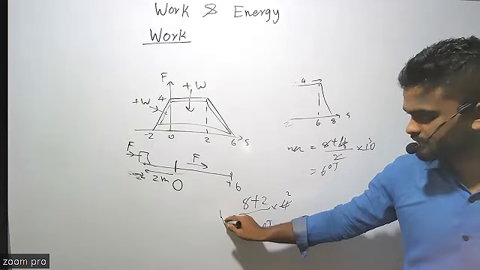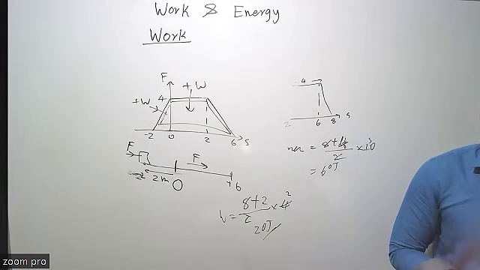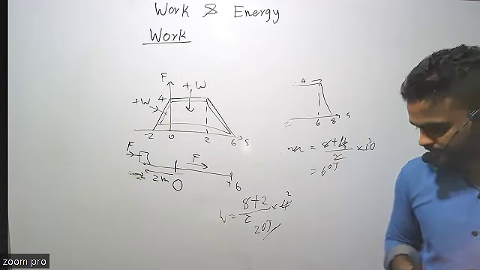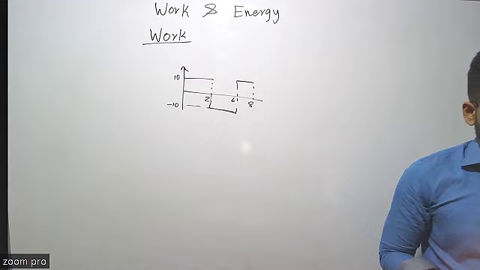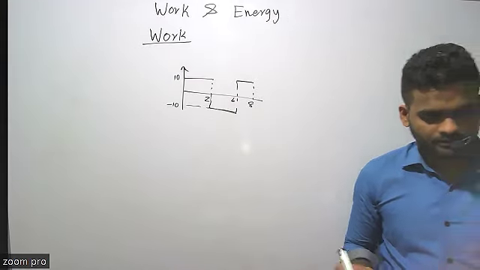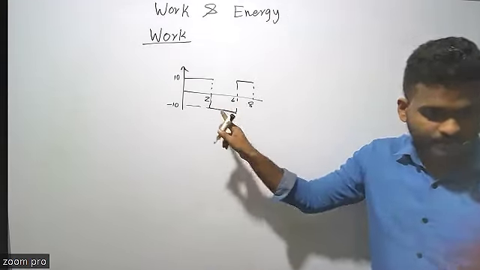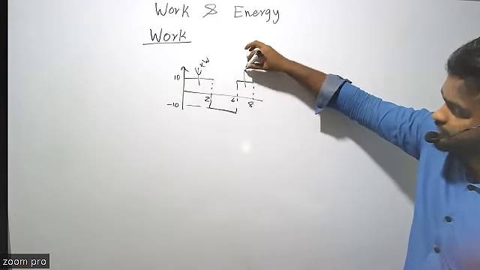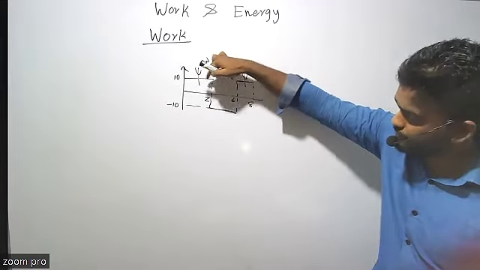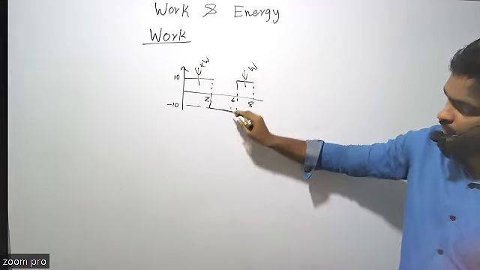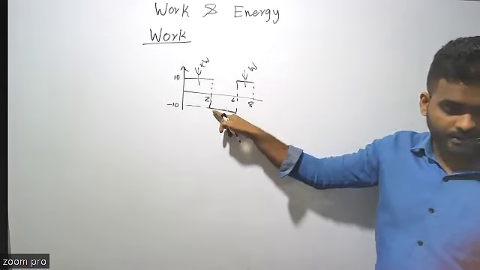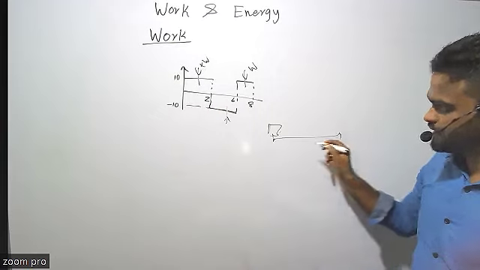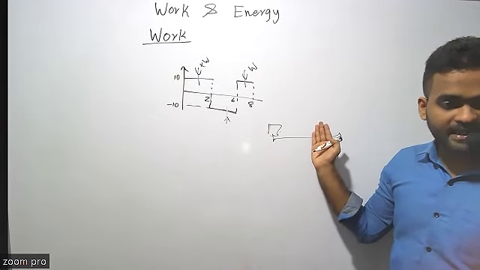So this is the work. Then we'll try the 6th question. For this question, this is positive work, this also is positive work, force is positive, displacement also is positive. But what about this negative force? Due to the negative force, the object is moving to this side. But while it is moving, the force has inverted.